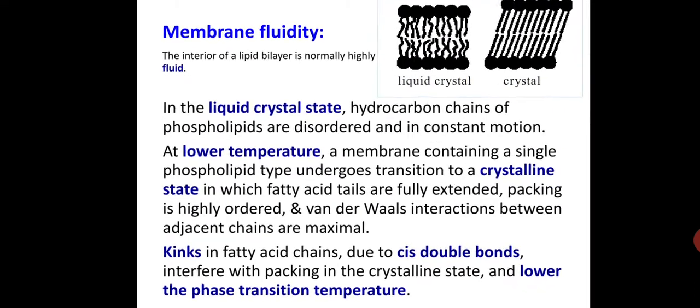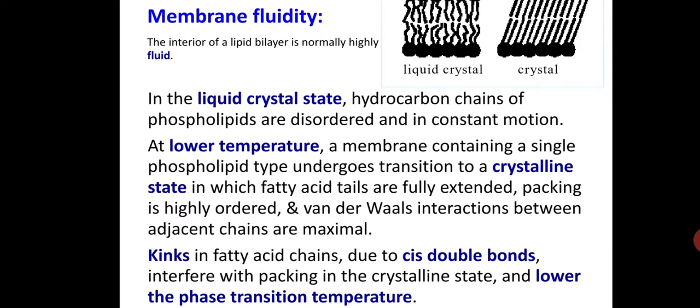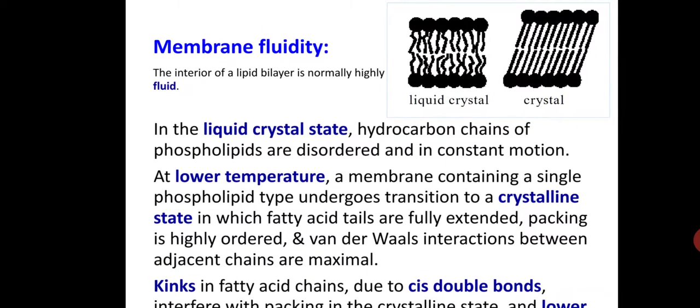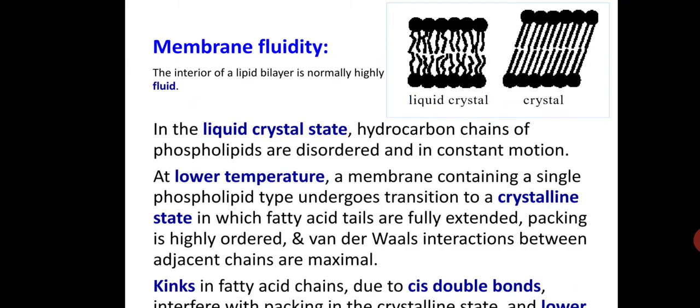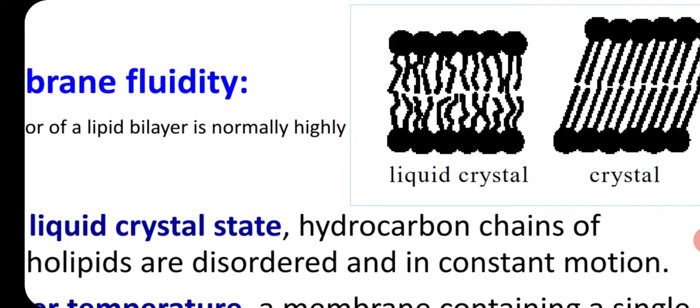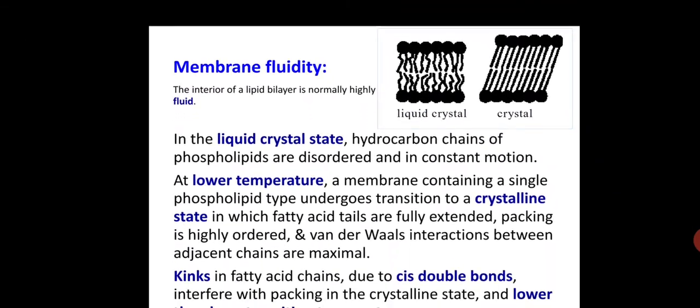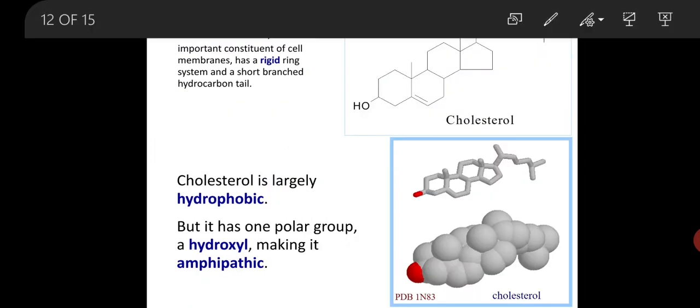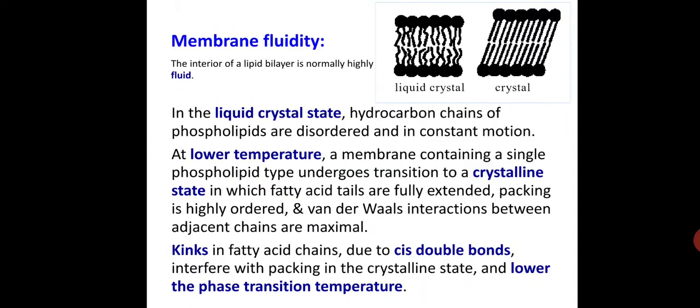Now, membrane fluidity. You should know, students, that the interior of all lipid bilayers is generally highly fluid in nature. During the liquid crystal state, which is this first one, the hydrocarbon chains of the phospholipids are disordered and in constant motion. You can see this distorted form. So the hydrocarbon tail was in constant motion. If it keeps on moving, it will be in a liquid state.